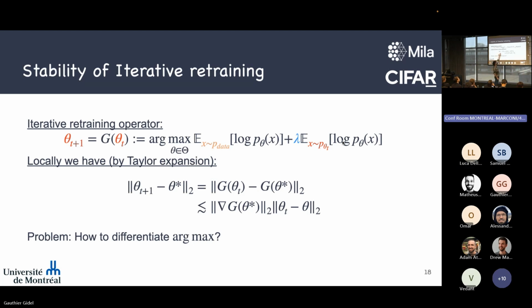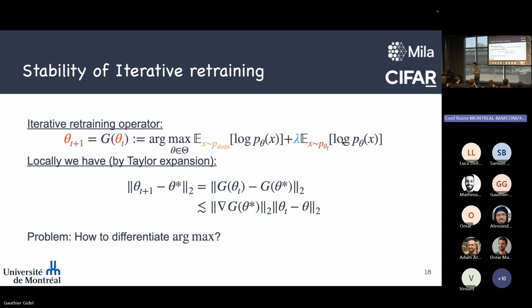The main idea is the following. If we have theta t plus 1 minus theta star as an L2 distance, we know that theta t plus 1 is the result of the maximization as a function of theta t, and we know that theta star is a fixed point. If you had the best model, and you would learn from the data of the best model, you would learn yourself. So then you can do a Taylor expansion of G, and you know that the distance between the t plus 1 step and the solution is smaller than the norm of the Jacobian of this operator, multiplied by the distance at the previous time step. Here a star is missing.